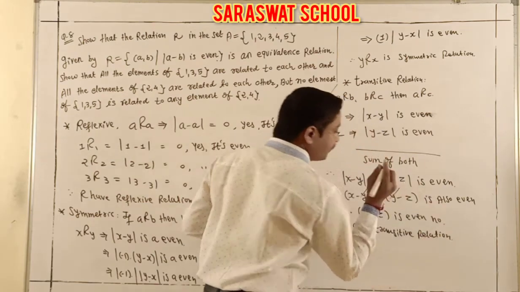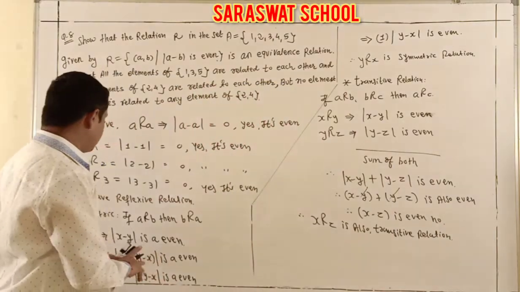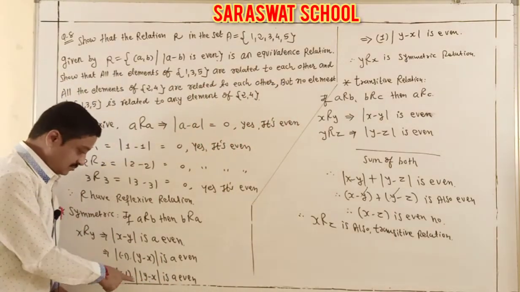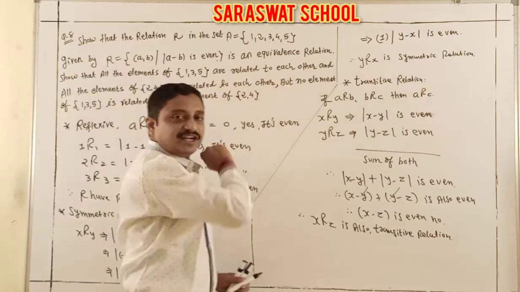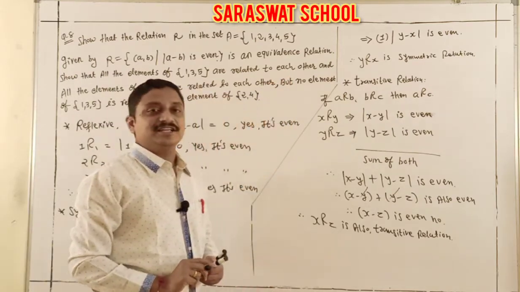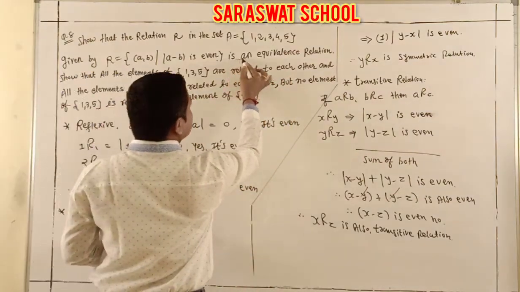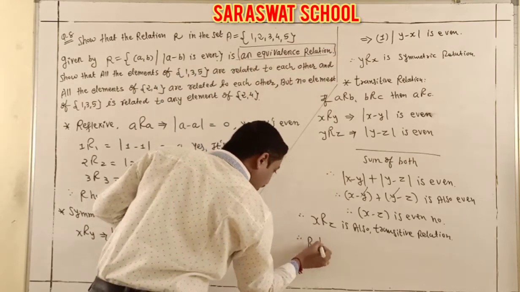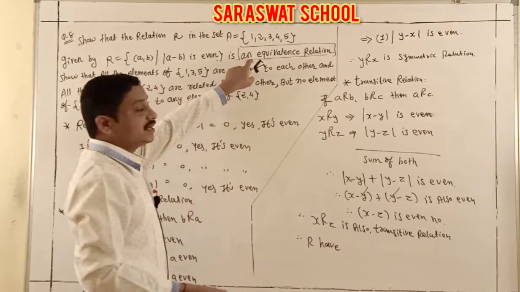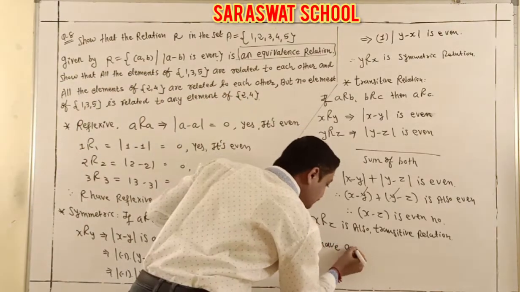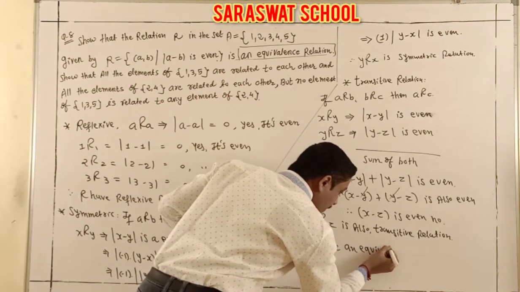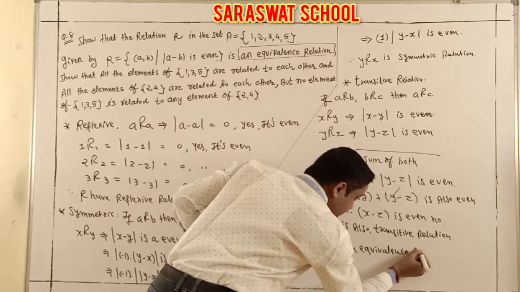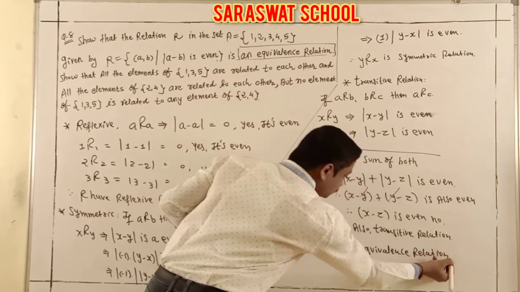Relation, transitivity. Finally, check reflexive done. Next, symmetric done. And transitivity. This part is done here. Therefore, R has which relation? Equivalence relation.